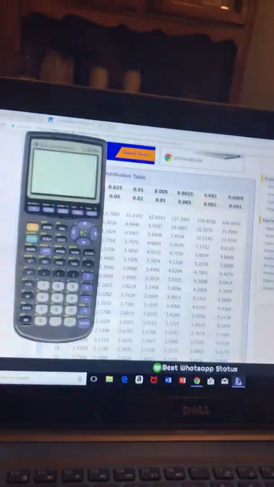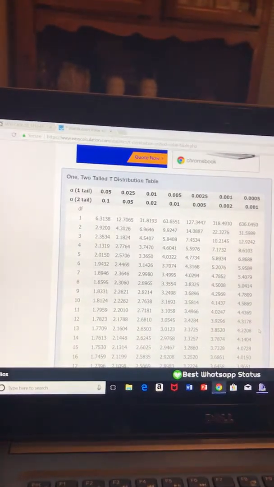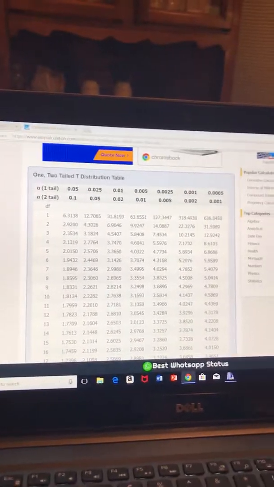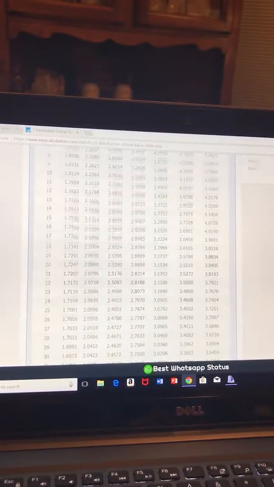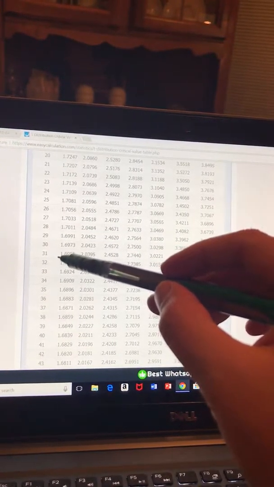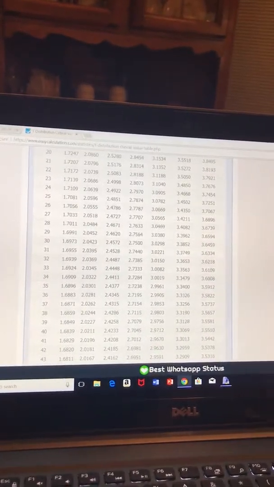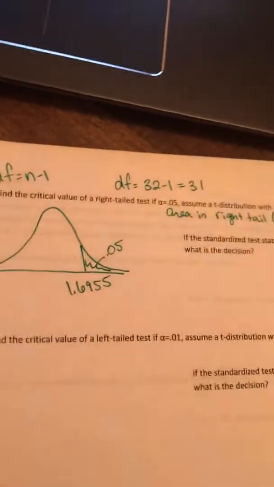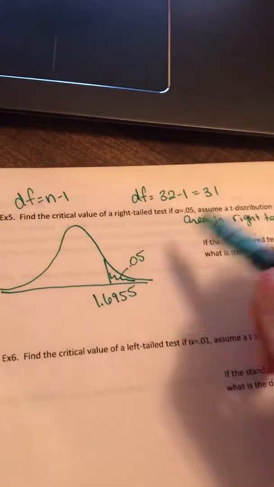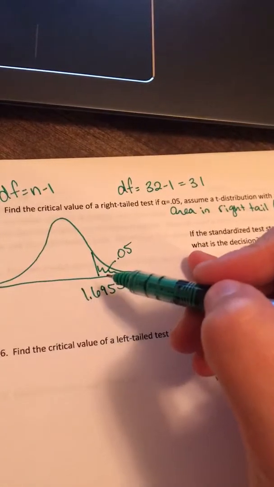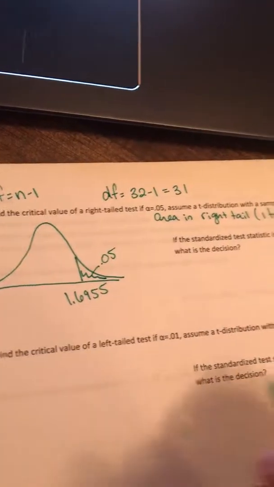So what we're going to do is go to our chart over here. I've still got it open. Our alpha is in one tail, 0.05 in one tail. You're going to look in the first column. Scroll down, your degrees of freedom is 31. So I'm at 1.6955. For Z's, we always round to 2. For T charts, they give you 4 decimals, so you can use 4. You can round it however you want to do it. This one, you do not make negative because it is in the right, so it is positive, so that's fine.